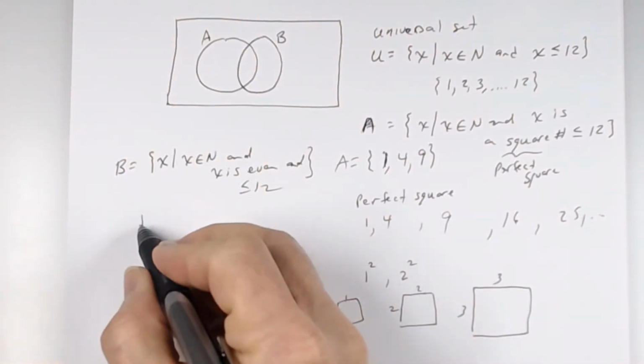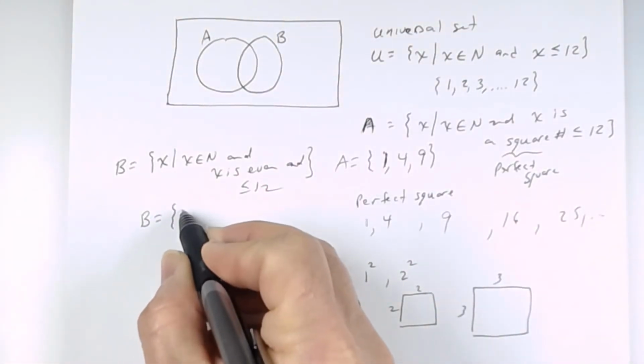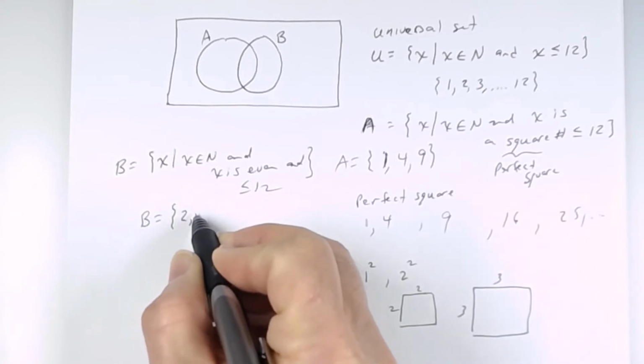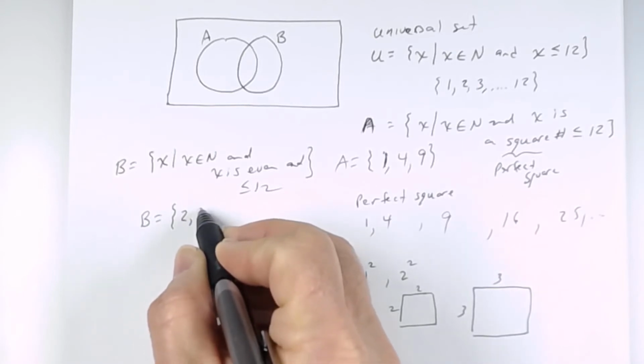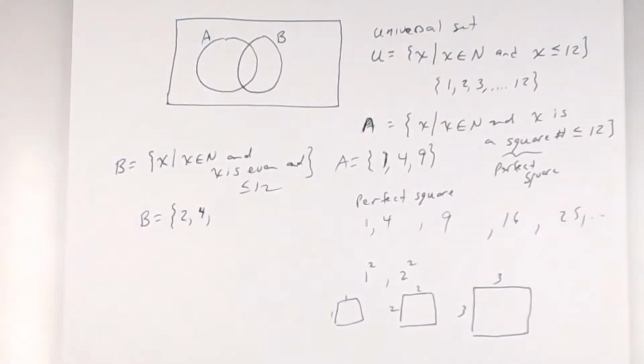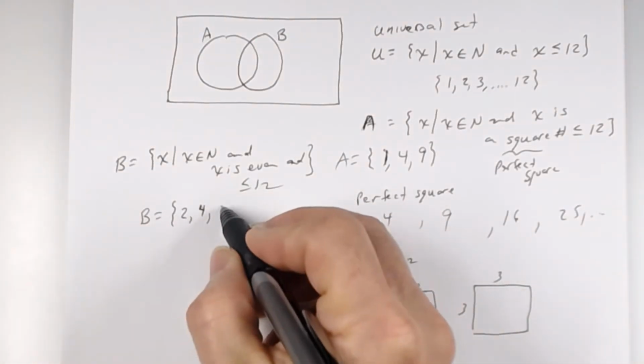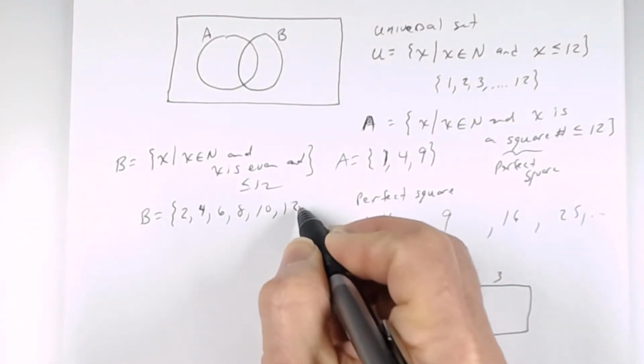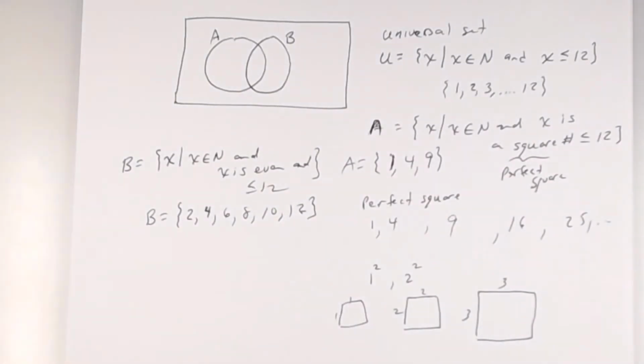So in roster notation, what are my elements? 2. What's the next one? 4. You're hesitating with this. I'm thinking you don't know your even numbers. I'm hoping that's not it. Come on, guys. 2, 4, 6, 8, 10, or the fact that you probably just want to go take a nap. 2, 4, 6, 8, 10, 12, right? Because it said less than or equal to.